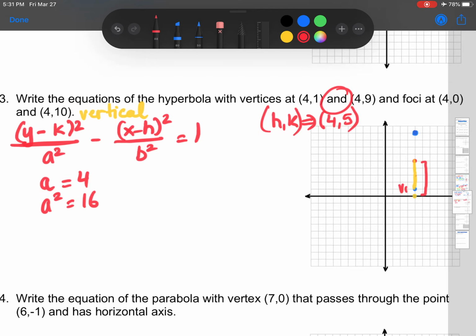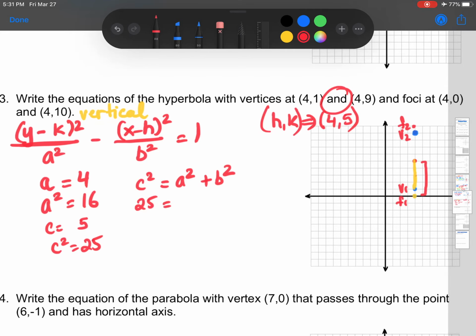What do I know about c? This distance is c. This is your vertex 1 and this is focus 1. Vertex 2, so your focus 2 would be 1 out here, focus 2. So your c you know is what? c is 5, right? So c squared would be 25. Use your formula: c squared equals a squared plus b squared.